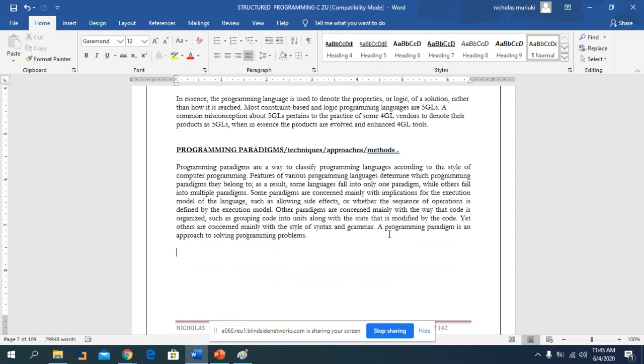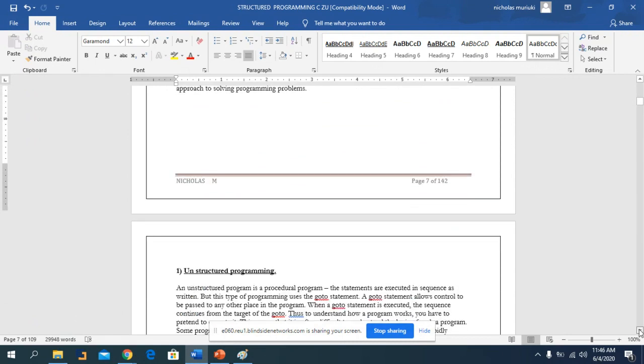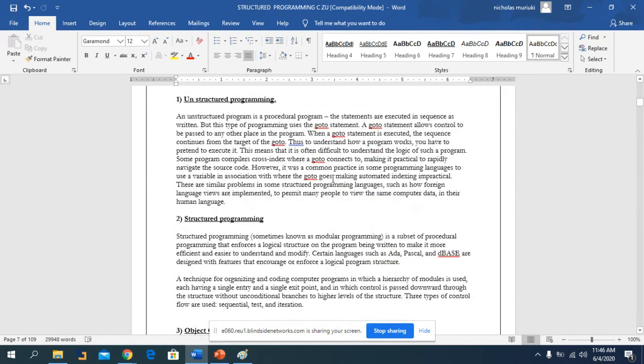And most of these paradigms that we have, one of them is unstructured paradigms. And I want to emphasize mostly on unstructured paradigms because these are languages where the user will never understand the structure. These are the languages that move up and down.